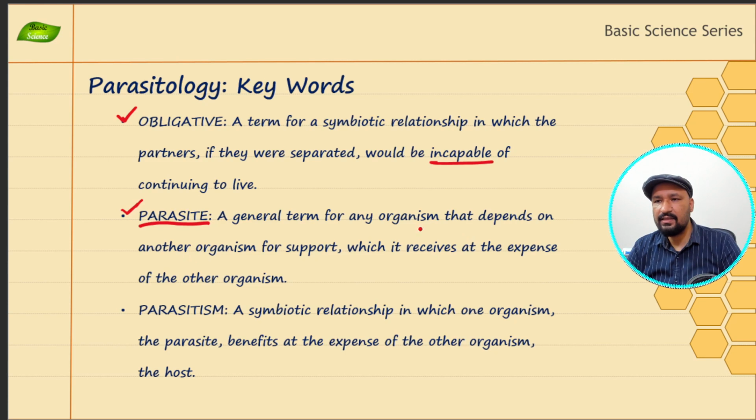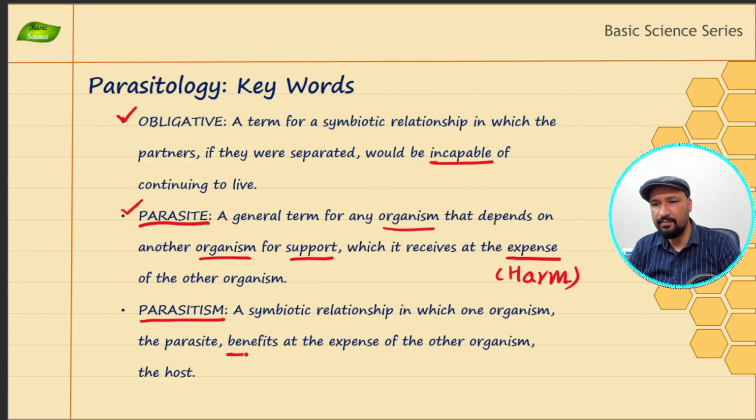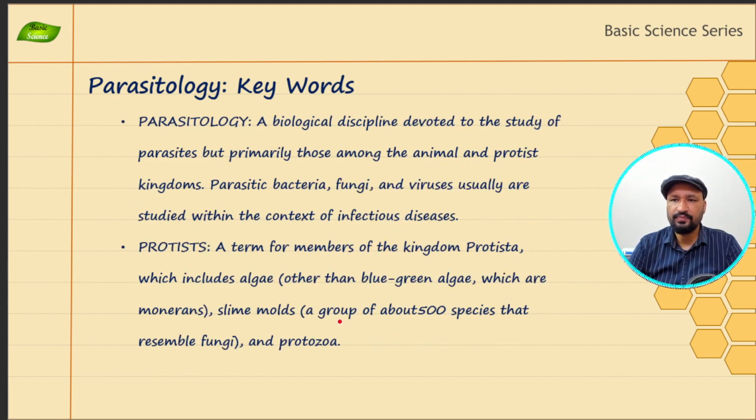It says it's the term that is used for any organism that depends on the other organism for support, and support can be of any kind, which it receives at the expense of the host. So that host damage, or harm, I can write it down here also, is happening to the host. And this relationship will be called parasitism. So a parasitic relationship, where one organism is getting benefits at the expense of the other, we can characterize as a parasitic relationship or parasitism.